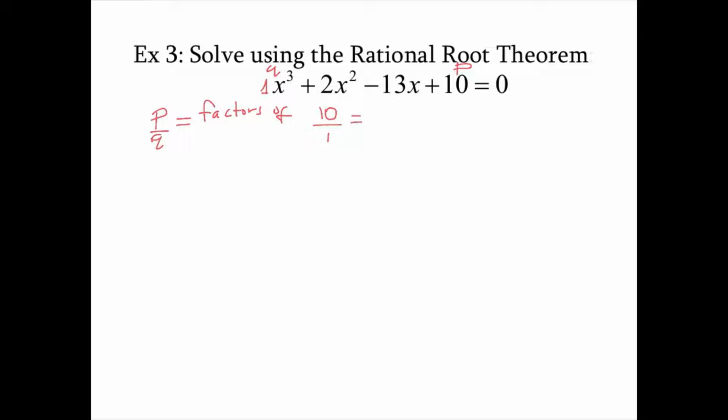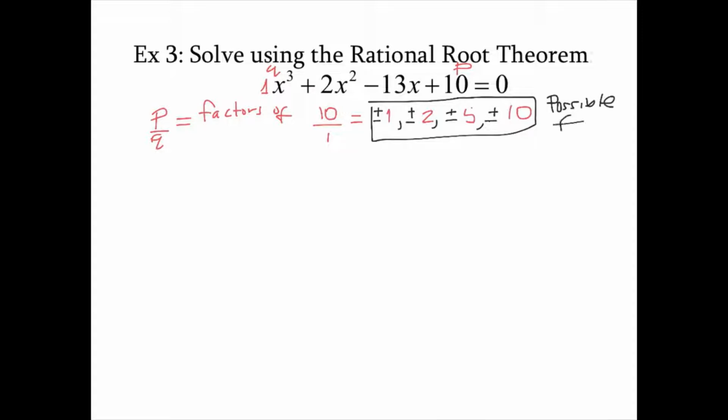And remember the factors of 10 are 1, 2, 5, and 10. But I also want you to remember something we always never think about. They could always be positive or negative. So they could be any of these. So these are the possible factors. All possible factors.